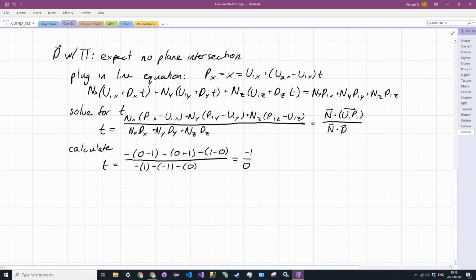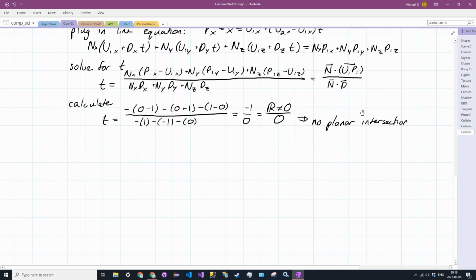And if we want to look at this result in a more general context, we can see this as a real number not equal to 0 over 0. Now what does this mean? This means that there is no planar intersection at all. Why is that? So if we see n dotted with d, the denominator is equal to 0. Therefore, n is perpendicular to d.